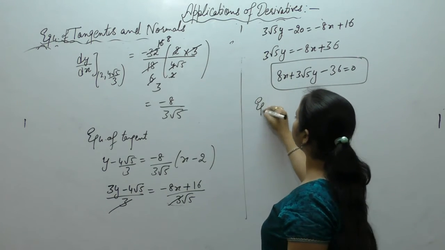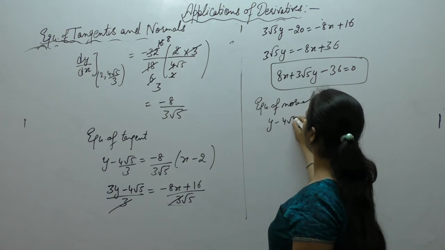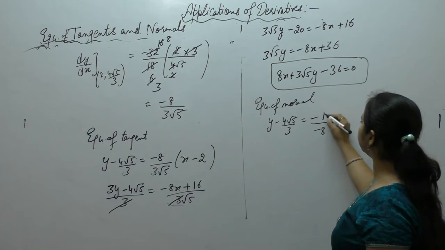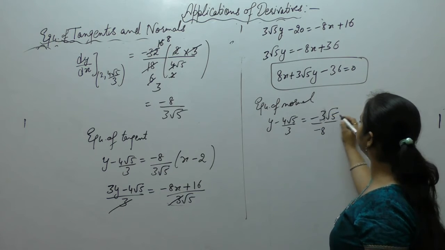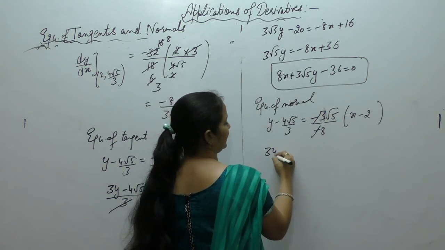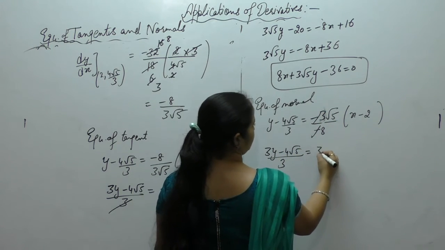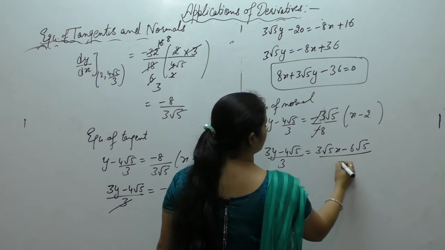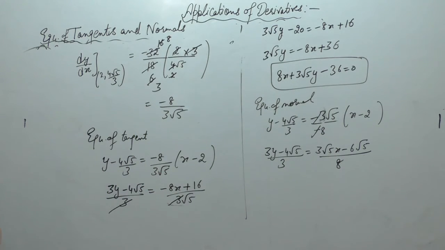Now the equation of normal: y minus y0 equals minus 1 upon slope of tangent. So 3 root 5 goes in the numerator, times (x minus x0). Minus minus will cancel here. So y minus 4 root 5 by 3 equals 3 root 5 times (x minus 2)... which gives 3 root 5x minus 3 into 2, 6 root 5, upon 8. This is what we have.